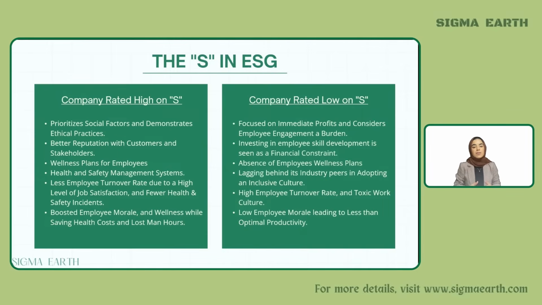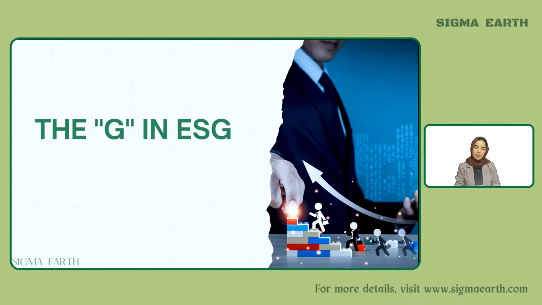On the other hand, there is a company that is more focused on immediate profit and considers employee engagement and investing in their skill development a financial burden. It sees low employee morale, leading to less than optimal productivity, also a high employee turnover rate, and leading to toxic work culture. It has more issues related to inclusion, and it is lagging behind its industry peers in adopting an inclusive culture. Now we will move on to the G, or the governance aspect of ESG.